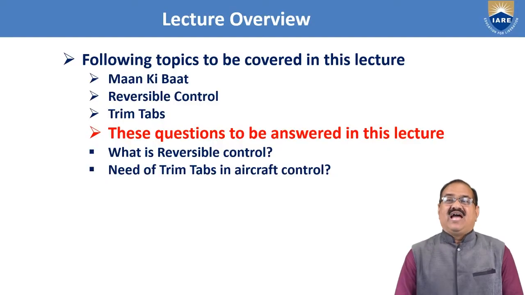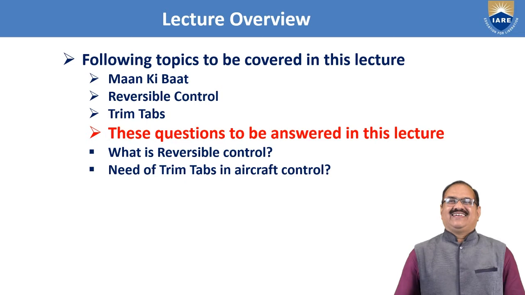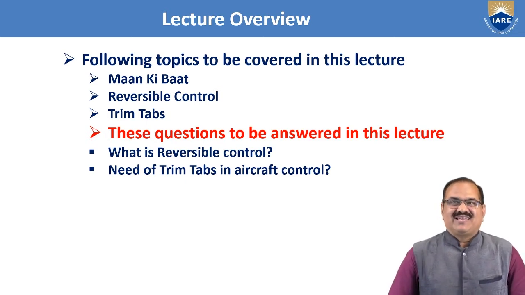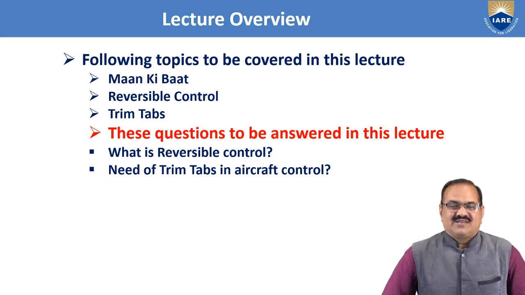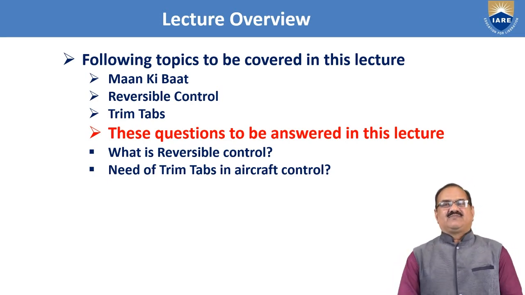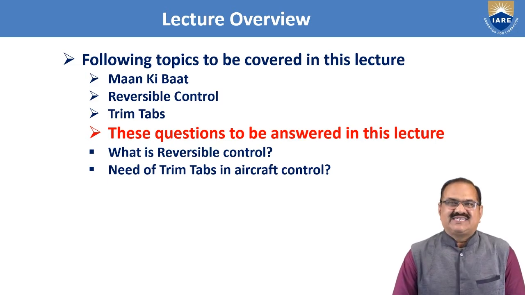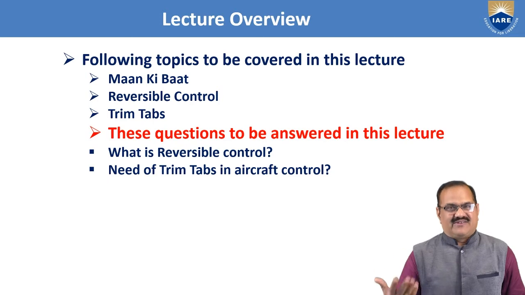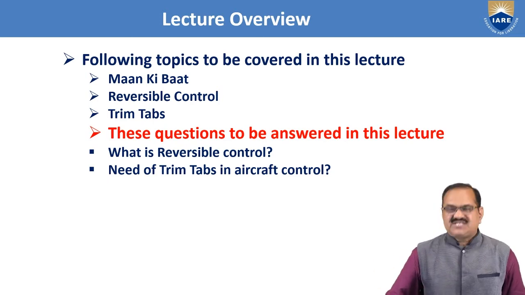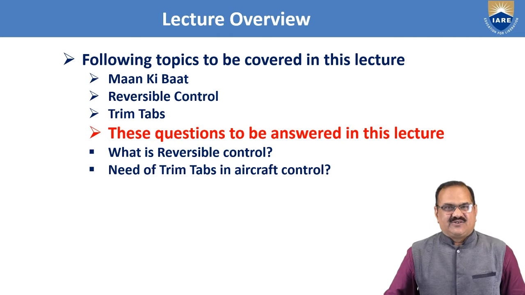In this lecture, I am going to discuss Man Ki Baat, then reversible control, then trim tab. I am going to answer some questions, like what is reversible control, and what is the need of trim tabs in aircraft control. These trim tabs are there for all three types of control: elevator, ailerons, and the rudder. It is a small component, and we are going to discuss it in detail in today's class.